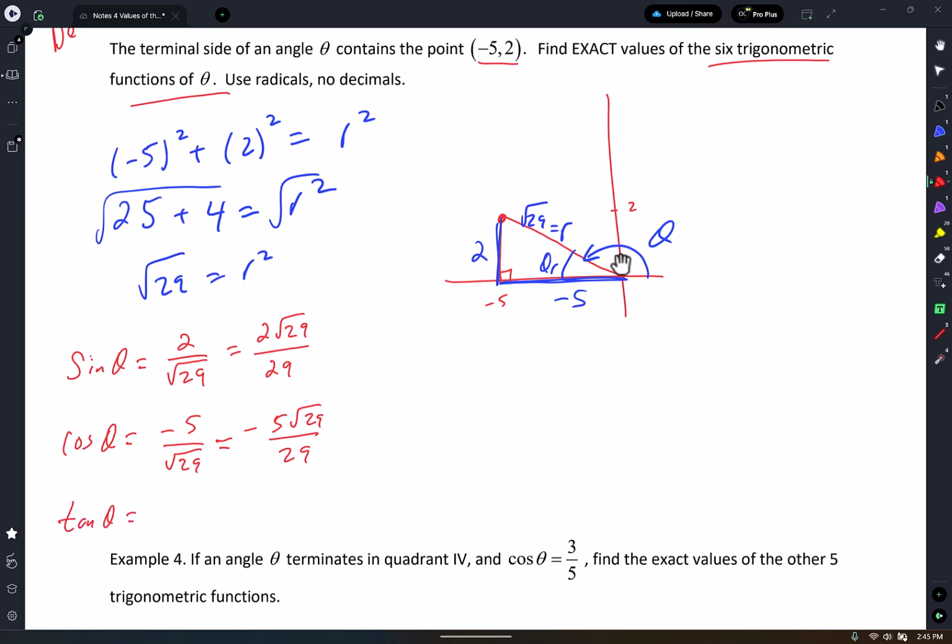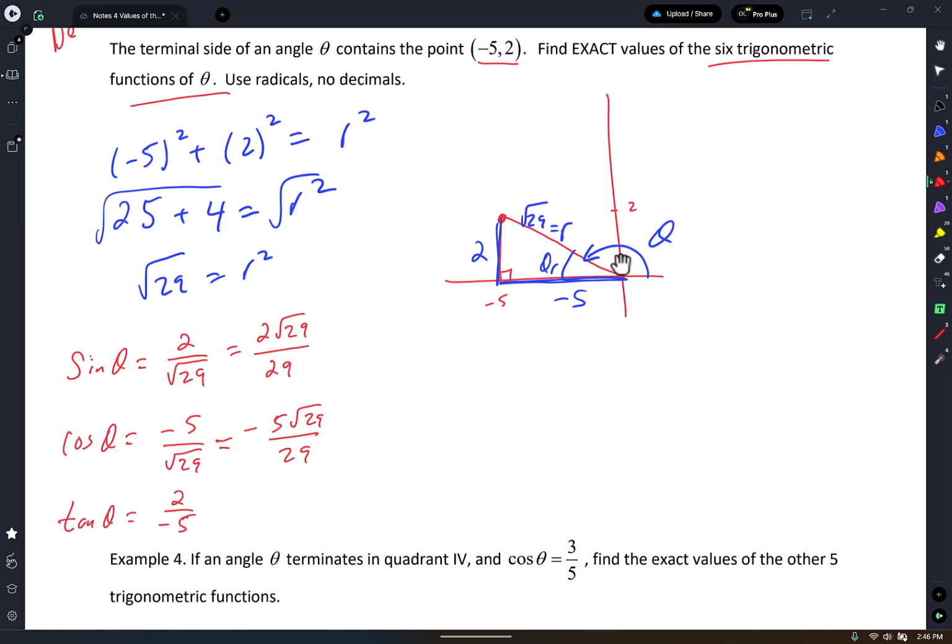Tangent of that number, opposite over adjacent, 2 over negative 5. If you want to pull that negative to the outside, that's fine. I had a professor who was very adamant about that, and I just did it when he told me to, but once I left his classroom, I went back to my habit. It doesn't matter where the negative's at, as long as we know the expression is negative.